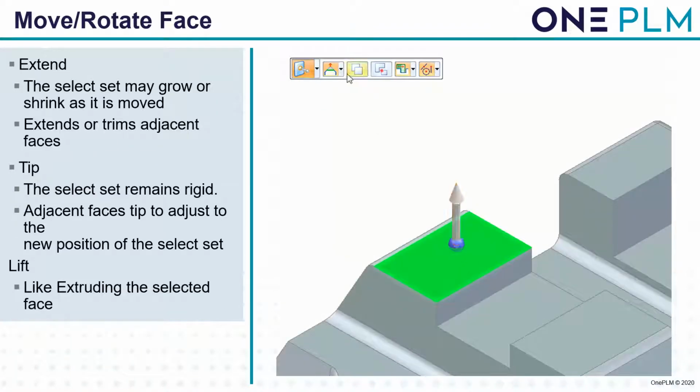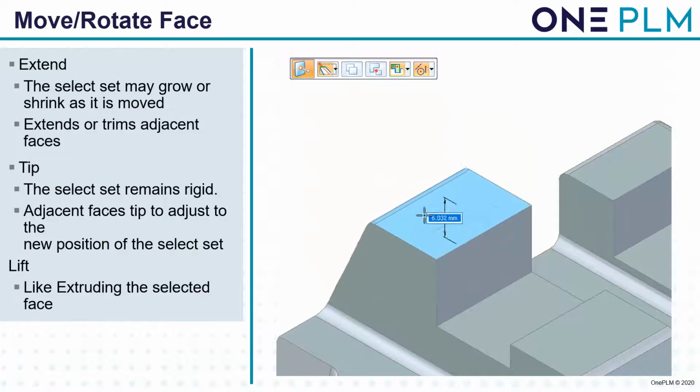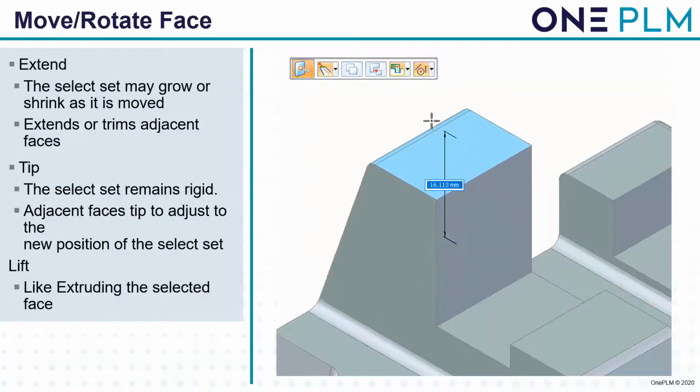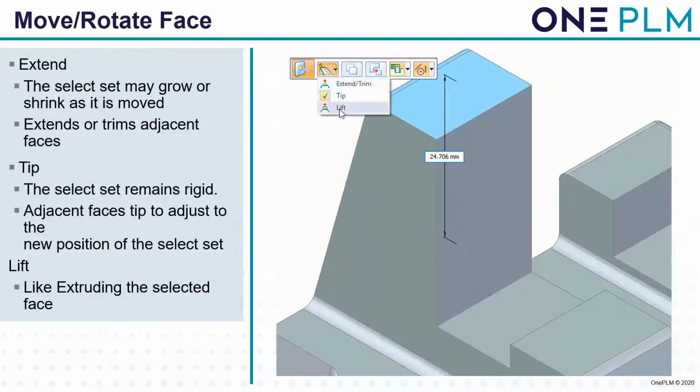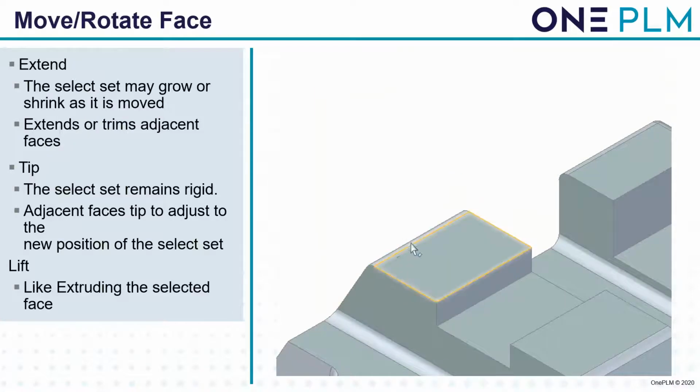So when we move and rotate face, we've got three different options. We've got extend. What that's going to do is extend the face, but keep all the side faces the same. We've got tip. This is going to keep the tip size the same, and all the faces are going to change the angle. And the last one is lift. In this example, the round is causing an issue, so we're going to delete the round.